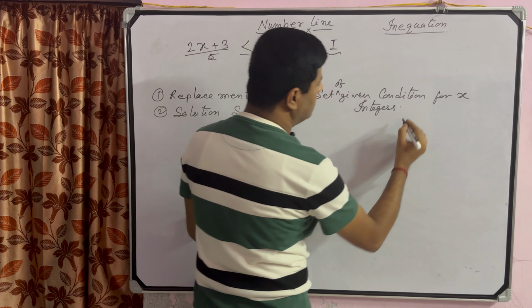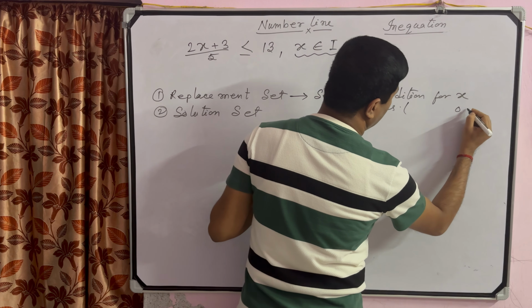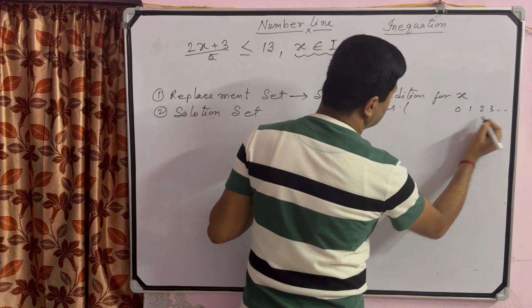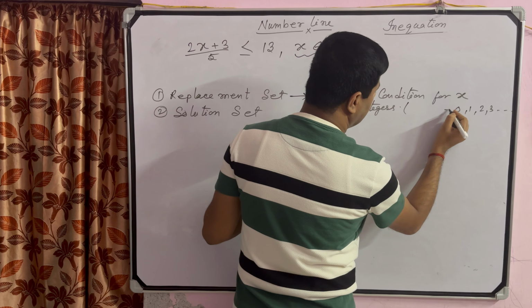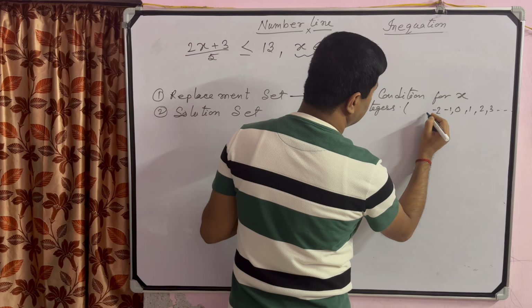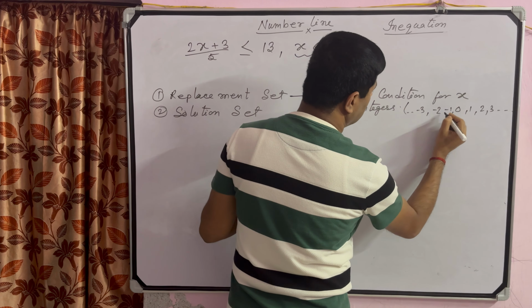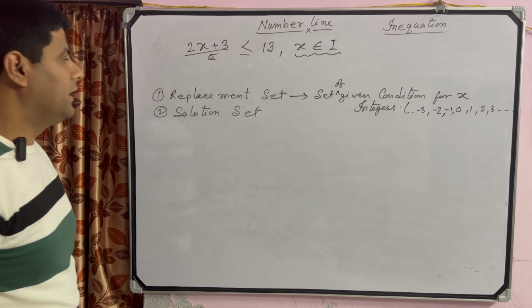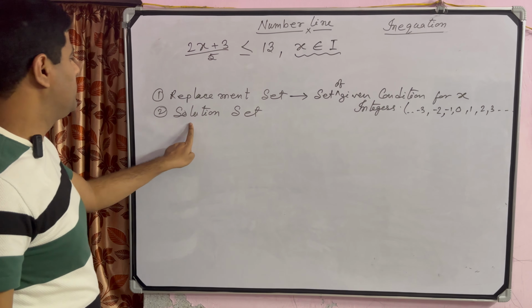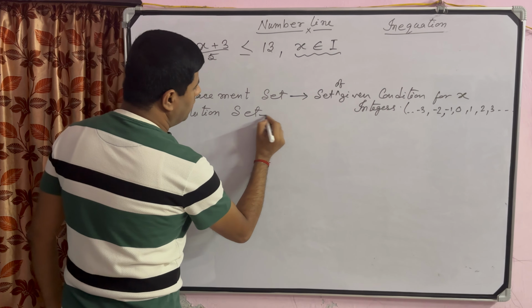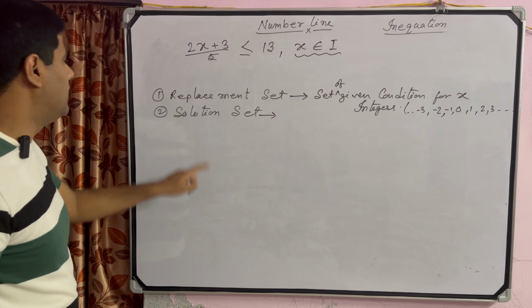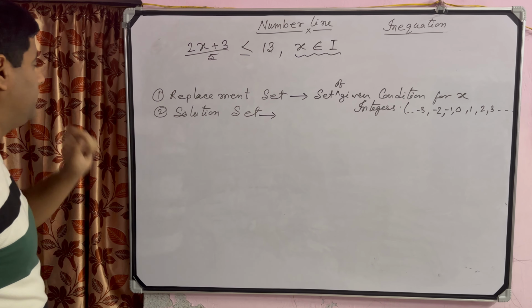And you know what are integers? So integers are like 0, 1, 2, 3 and unlimited. It will go that side, and this side it will go unlimited in the negative side. Okay. So these are the integers. Now what is the solution set? So we'll come on the topic once we solve the answer of this question. So let us solve it.